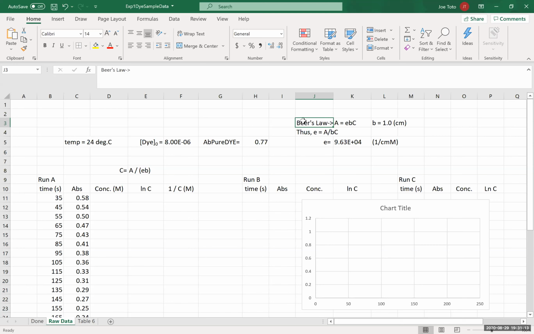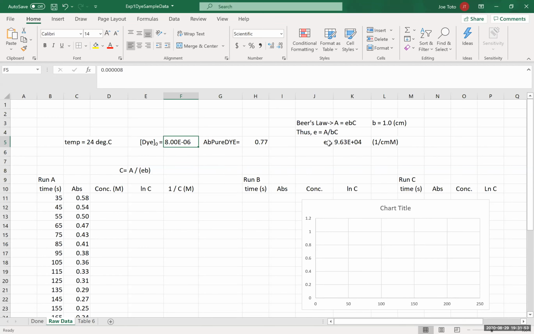So we did 1 through 3 already, so now we're doing 4, which asks us to use Beer's law, which says that the absorbance equals the molar absorptivity E times b, the cell length, which is 1 centimeter in your case, because you used the cuvette that was 1 centimeter long, or wide, I should say, times the concentration. So the first thing they want you to do is calculate that molar absorptivity, E, knowing that the pure dye had this concentration, 8 times 10 to the minus 6 molar.